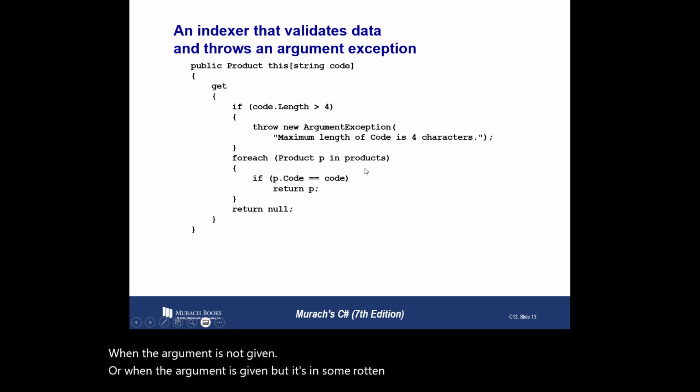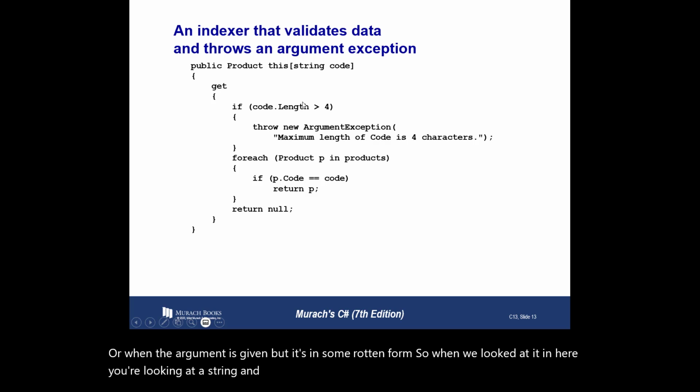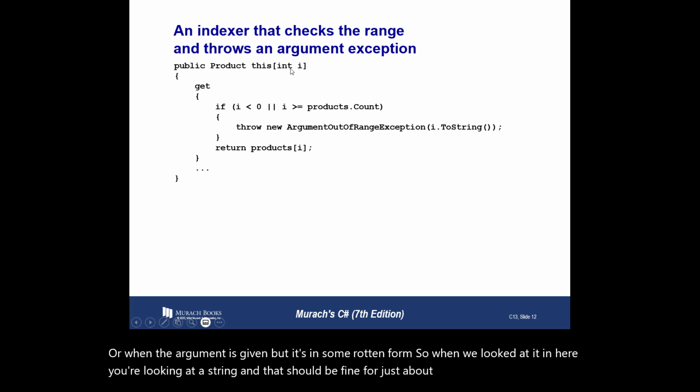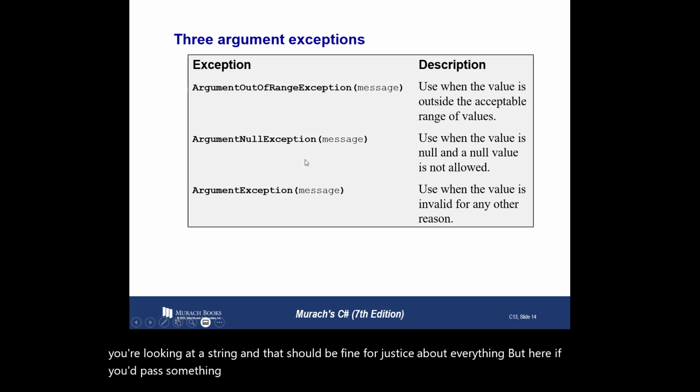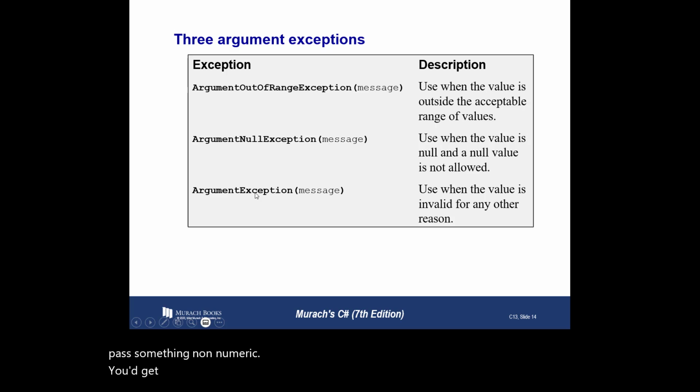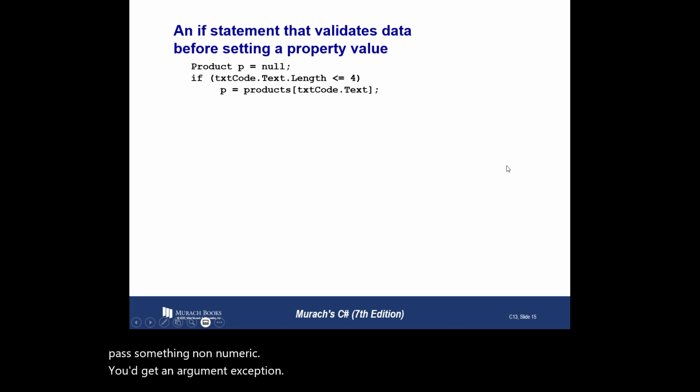So when we looked at it in here, you're looking at a string, and that should be fine for just about anything. But here, if you'd pass something non-numeric, you'd get an argument exception. All right? An if statement that validates data before setting a property. Always a good idea.